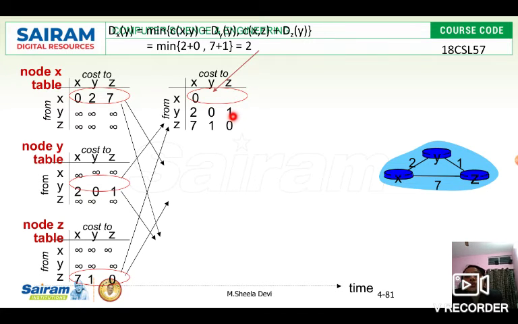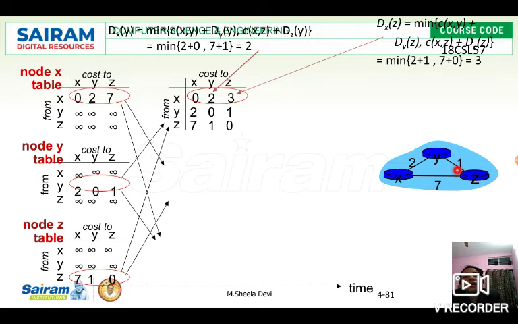So it is going to update the information, because here it is finding that to reach x to z, it is 7. X to z it is 7. So from x to y it is 2, and y to z it is 1. So from x to y it is 2, and from y to z it is 1. So 2 plus 1, 3.